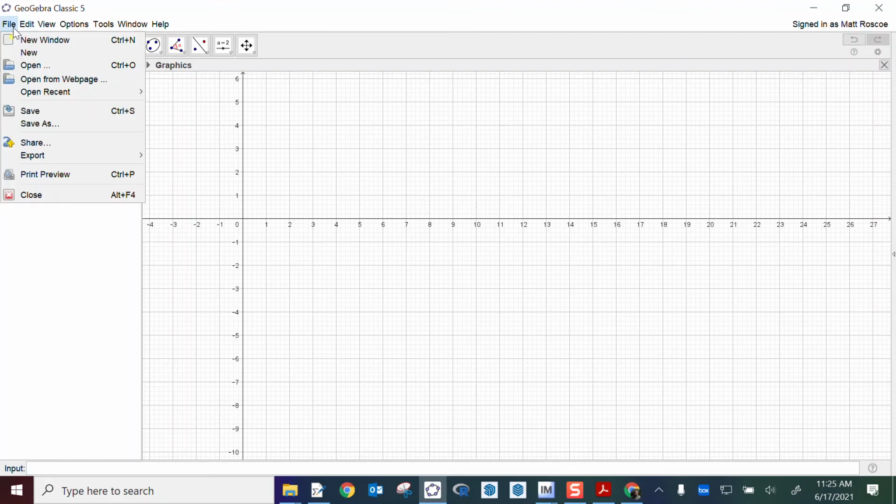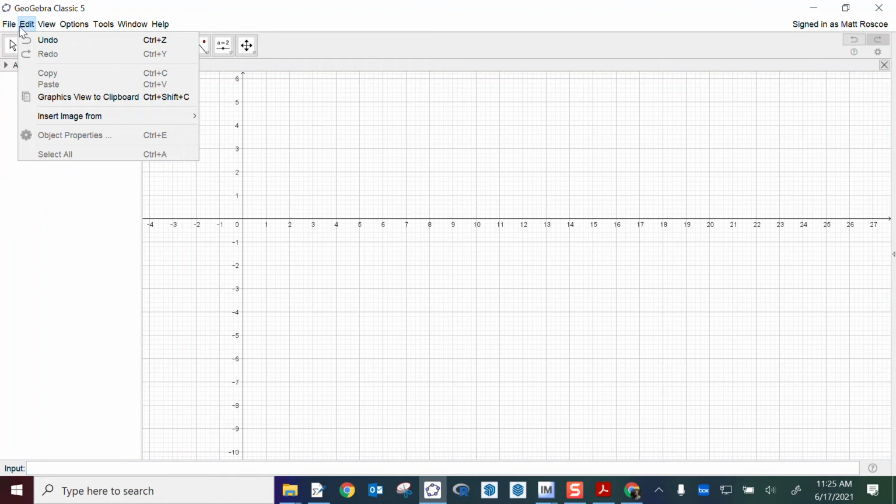File, of course, is where you do all your file actions. Edit, there isn't a heck of a lot here other than copy and paste, and you can do a graphics view to clipboard, which is the way you can make pictures. So copy a picture.